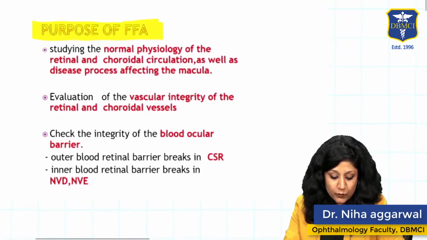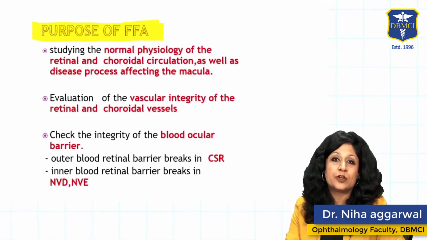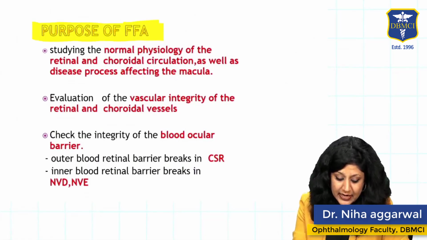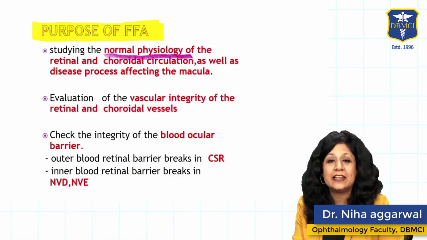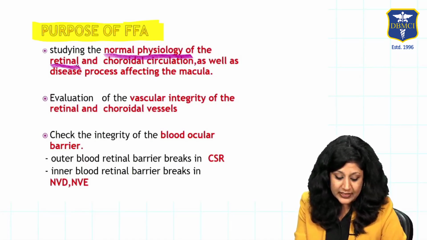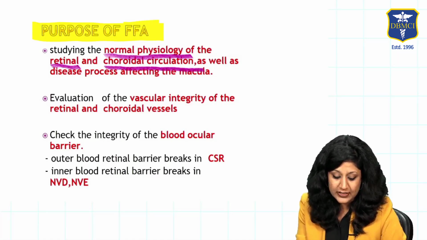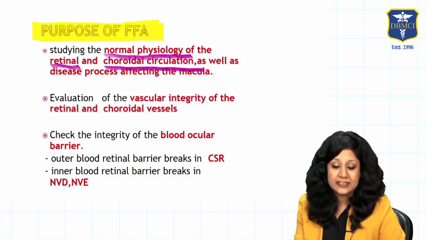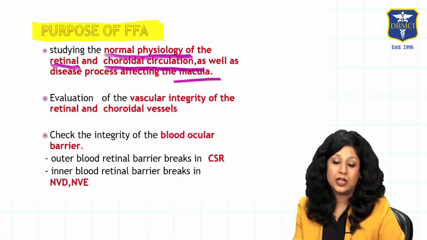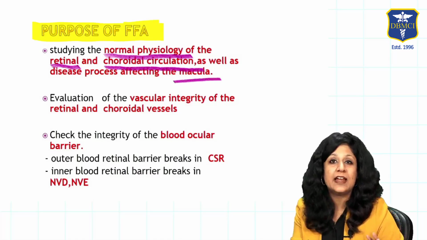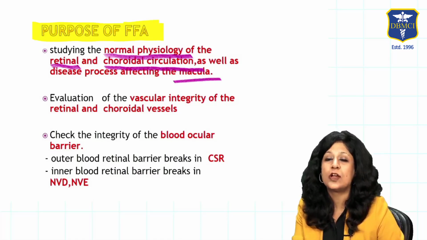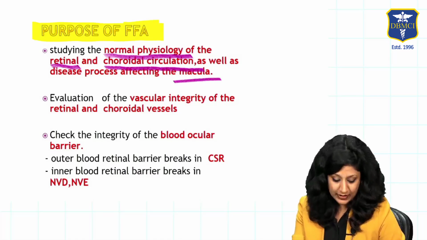Now, first of all, what is actually the purpose of this angiography? It is to study the normal physiology. When we inject this dye, it passes through the retinal circulation as well as the choroidal circulation, and it also passes through the macula. So when I want to learn about the normal physiology of the retinal and choroidal circulation, I will do this angiography, okay?